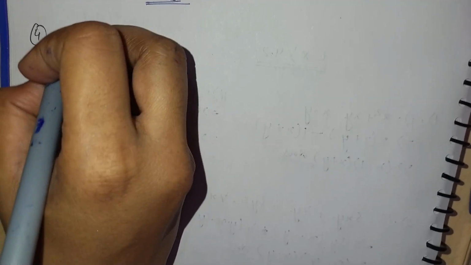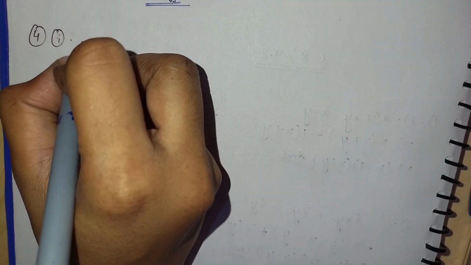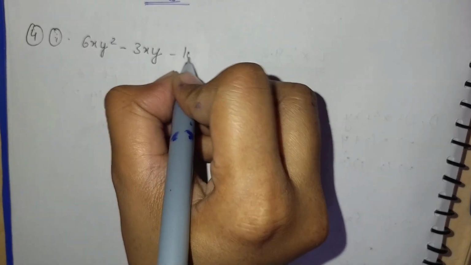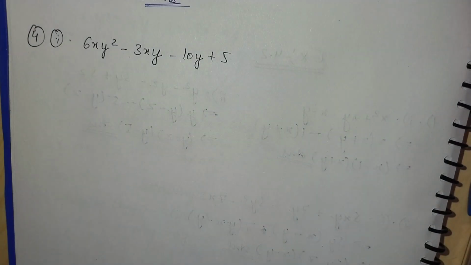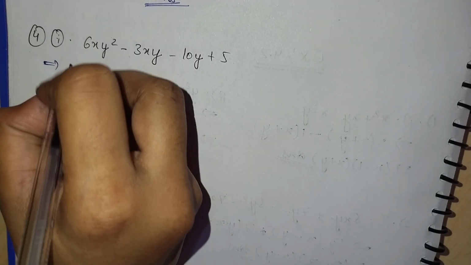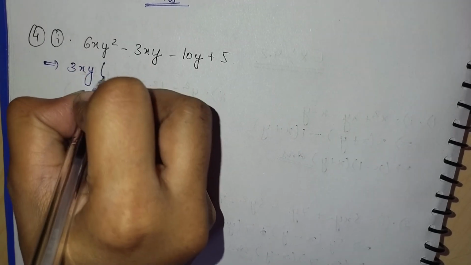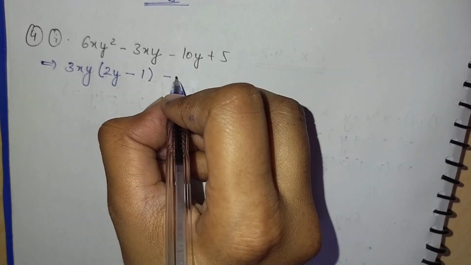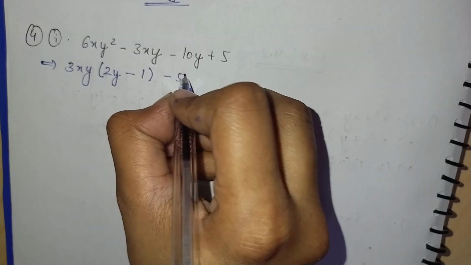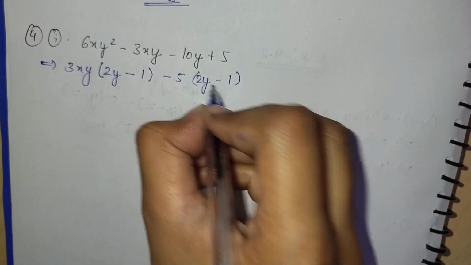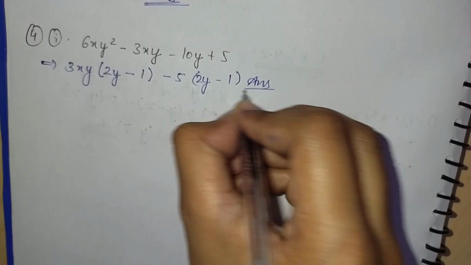Now let us solve the fourth question, first part, which is 6xy square minus 3xy minus 10y plus 5. So here we can take common as x and y, so 3xy times 2y minus 1. Here we can take common as minus 5, so y minus 1. 2y minus 1 is the answer in this question.